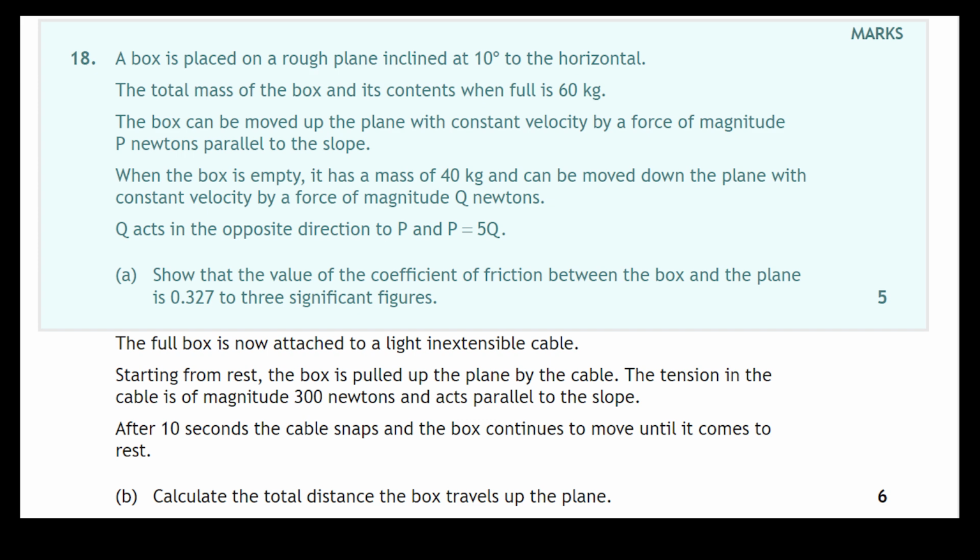plane with constant velocity by a force of magnitude Q newtons. Q acts in the opposite direction to P, and P is equal to 5Q. A. Show that the value of the coefficient of friction between the box and the plane is 0.327 to 3 significant figures.